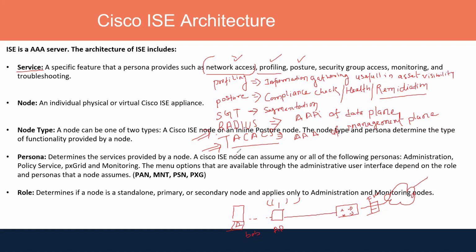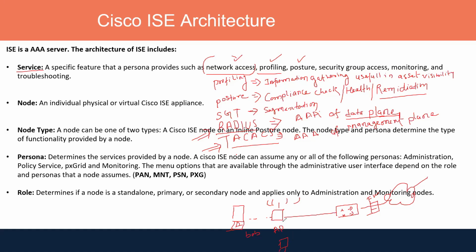RADIUS. He is not accessing the firewall. Basically, he just wants to access the network so that he can access the internet. So it is RADIUS, because he is accessing the data plane only.